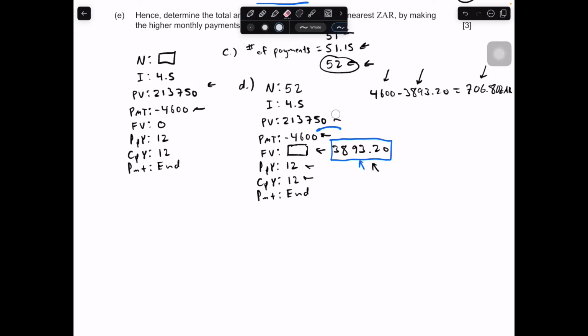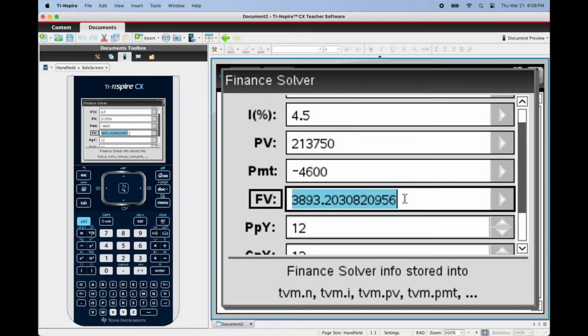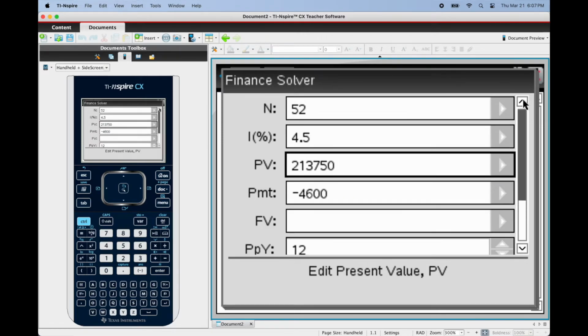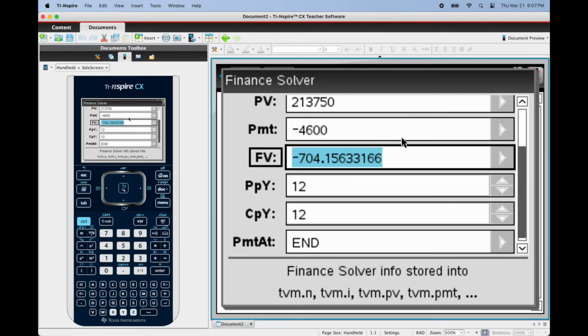So here it is. I'm actually just going to clear this screen and erase this as well. Let's imagine this other situation where he pays 51 payments, and what would be the final value that he has remaining to be paid. So let's go to the calculator screen and work this out. In this case, we imagine that he's only paid 51 payments. Everything else is the same. What is the final value? And we see it's 704.156.